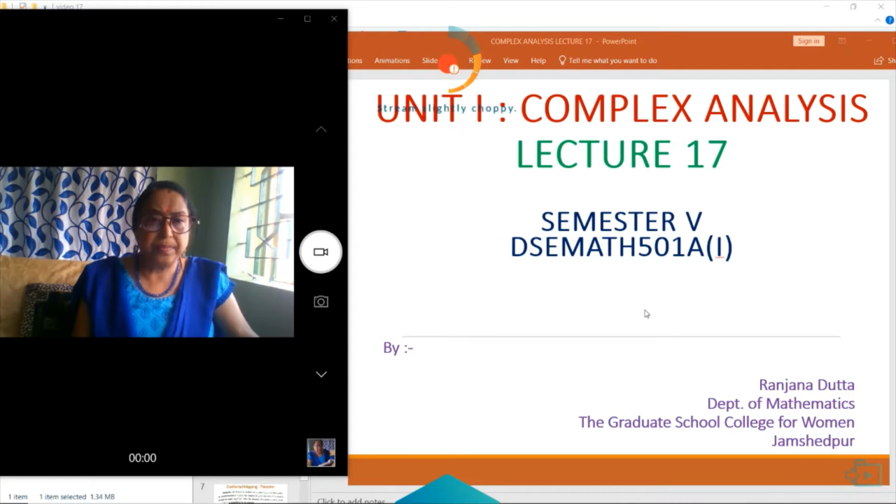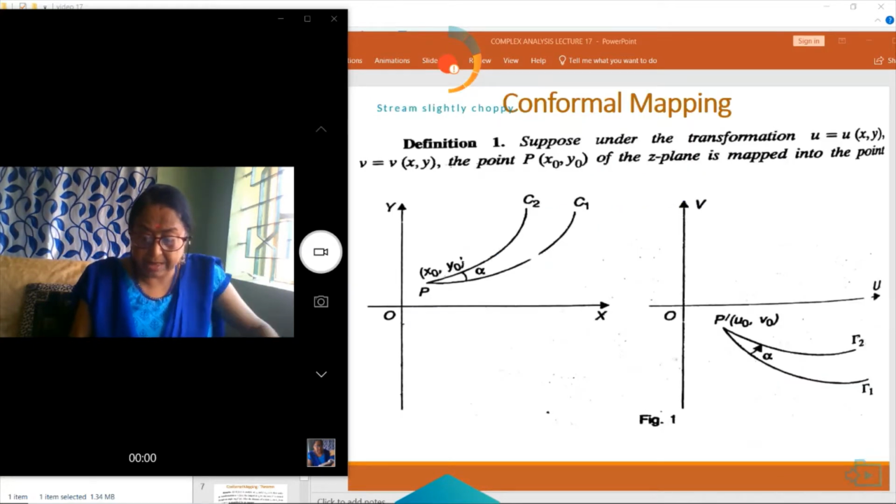Last day we discussed the mapping of the z plane to the w plane. Now today we will start with what you understand by conformal mapping.